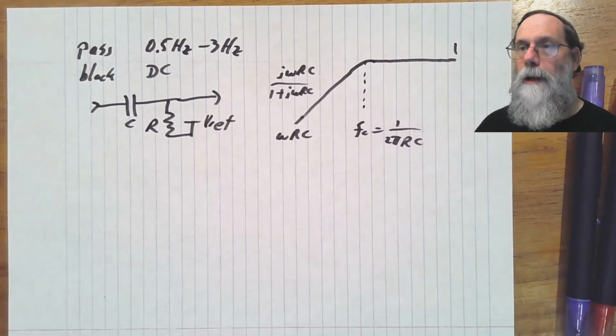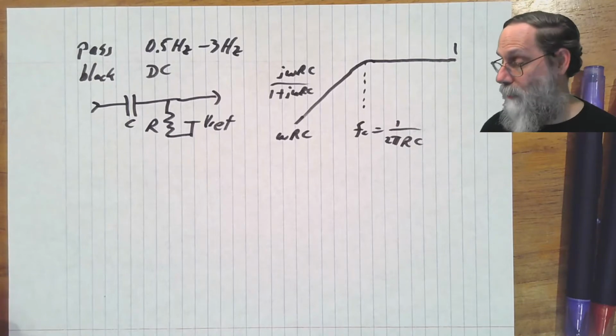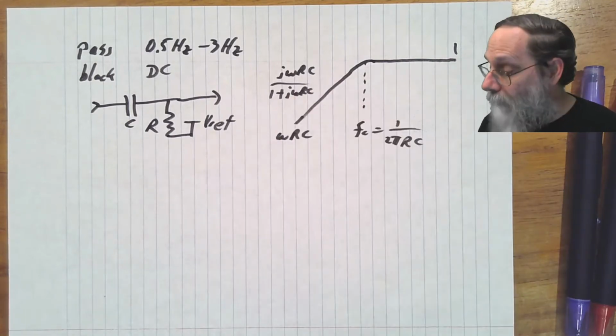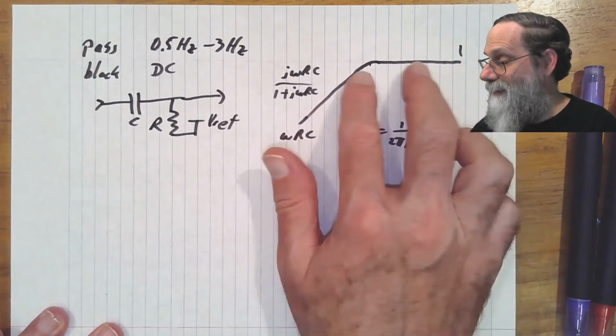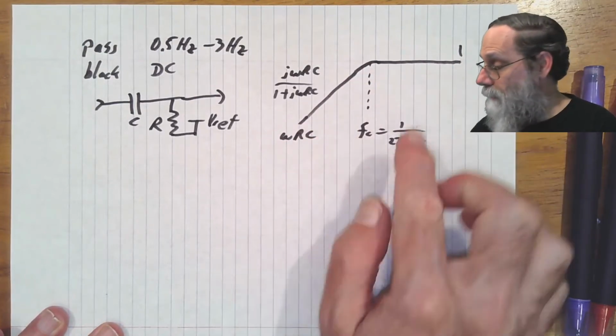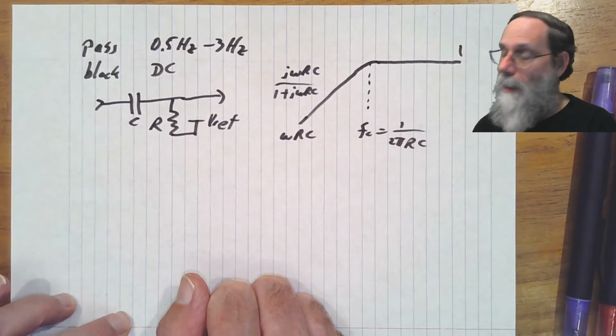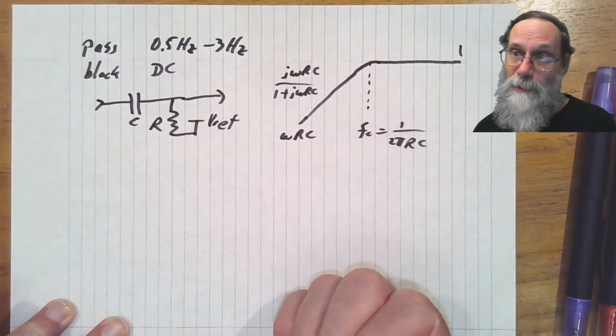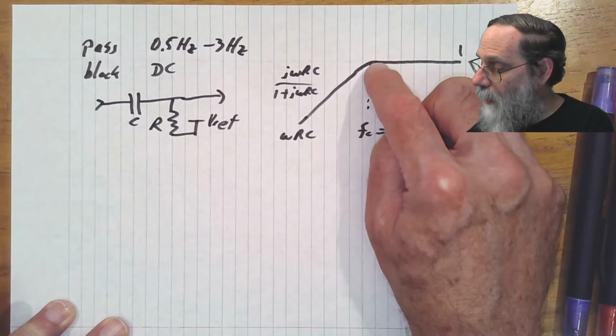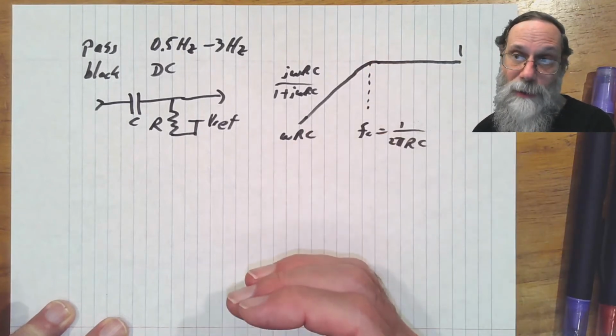Okay. Now the question is, when we're doing this design, where do we want the 0.5 hertz to 3 hertz to appear on this plot? Well, obviously we don't want it down here. We want it to be in the pass band up here, so above the corner frequency. And the biggest question really is, how far into the pass band does it have to be? Do we care if the 0.5 hertz is attenuated a little bit?